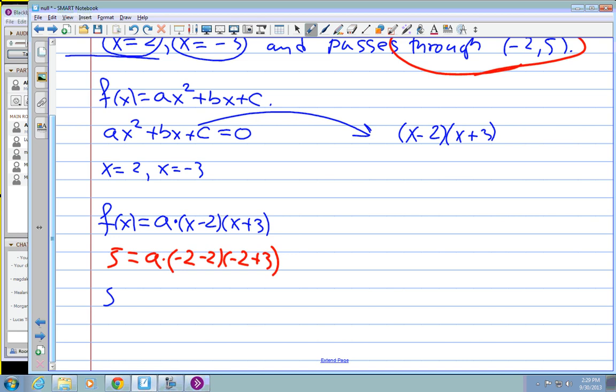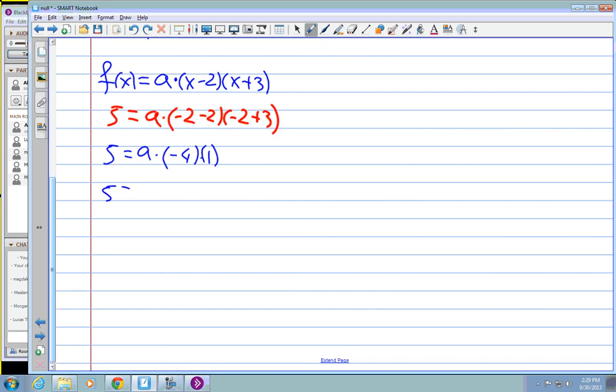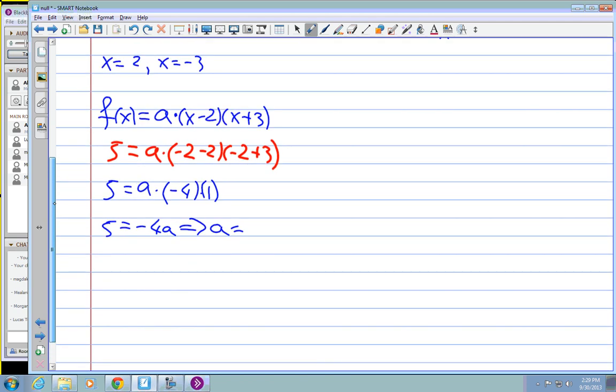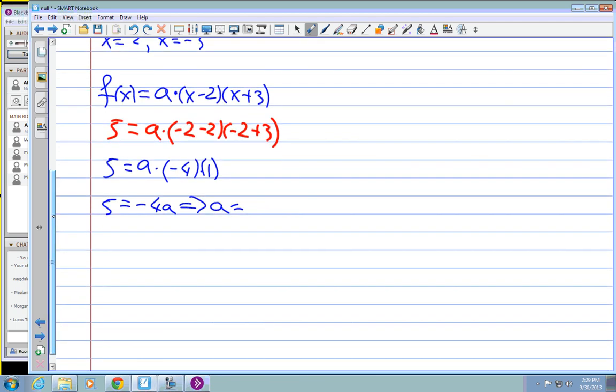So 5 equals a times, this is negative 4, and this is what? Positive 1? So my equation is 5 equals negative 4a. So what is a? Yeah, so negative 5 over 4. So then my function is this: negative 5/4 times x minus 2 times x plus 3. Whatever that is if you FOIL, doesn't matter. That's the function.